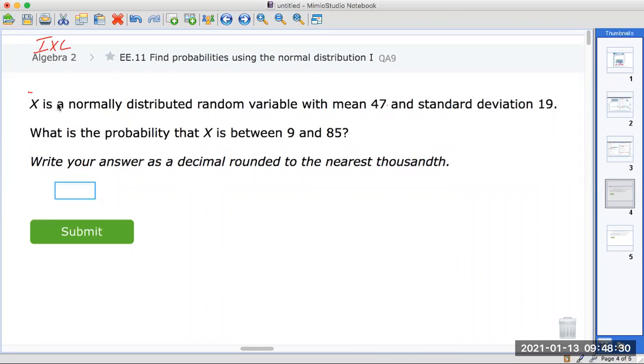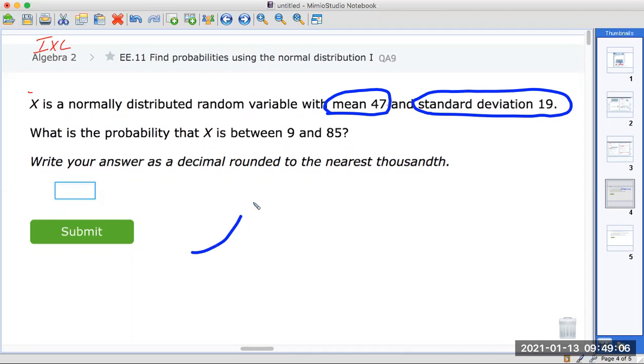So the question says X is a normally distributed random variable. So that's just a number in our data set. And we have a normal distribution, so we can use our little bell curve I have showed you on that first page. That's super important to use. X is a normally distributed random variable, so any number, the average is 47. So you need that. And a standard deviation of 19. So they always give you the standard deviation. You never have to find it.